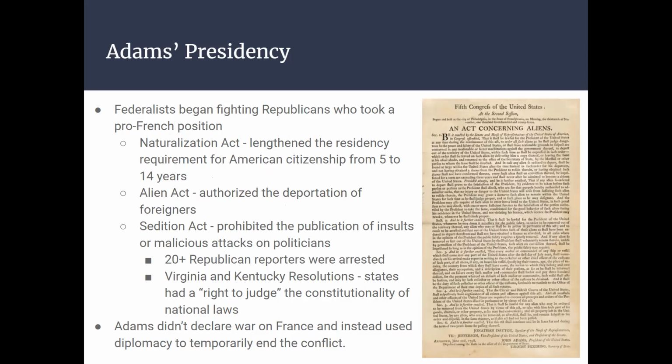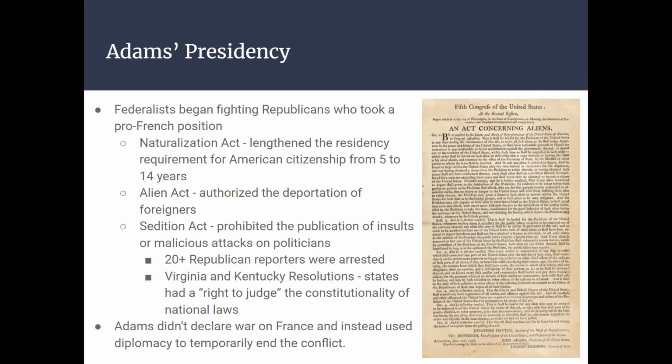With Adams as president, the Federalists began fighting any Republicans who were taking a pro-French position. Congress passes the Naturalization Act, which made it so that instead of living in America for 5 years to become a citizen, now you had to live in America for 14 years. And so this limits the amount. There was a lot of French immigrants coming into Pennsylvania during this time period. So this limited how many of those people could become citizens.